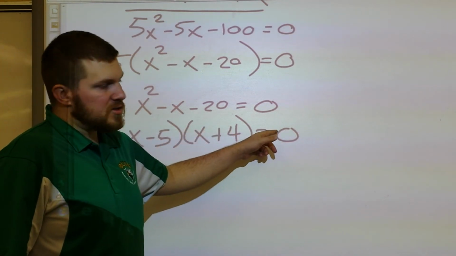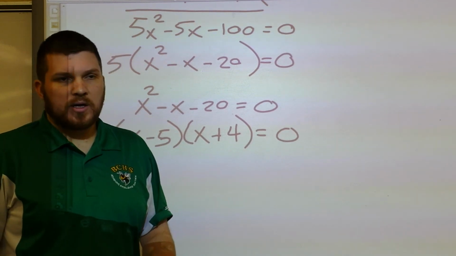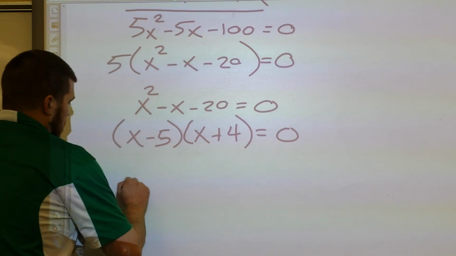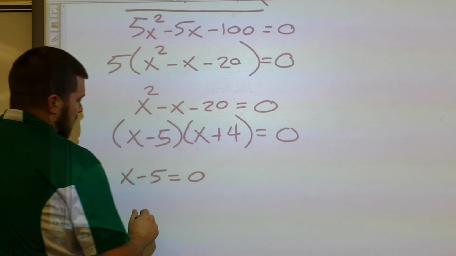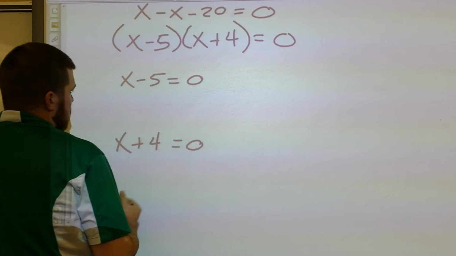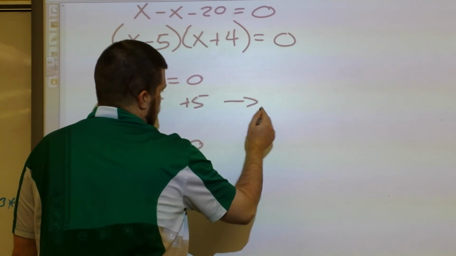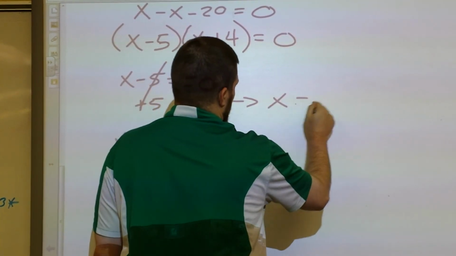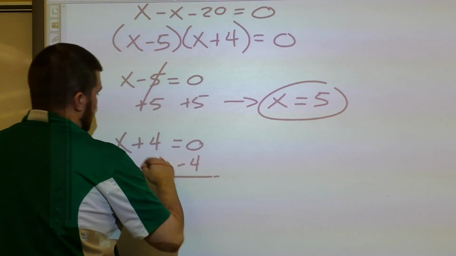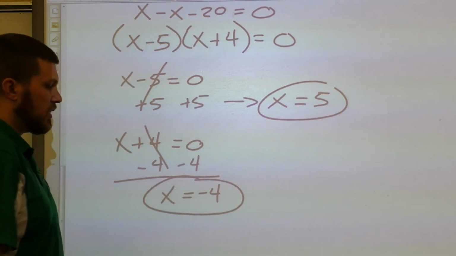Now this is still equal to 0, so don't forget that. And since I have my factors equal to 0, I can now use what's called the zero product property, which simply means I can take each factor and make a smaller equation out of them. So x minus 5 equals 0, and x plus 4 equals 0. Alright, so now what I want to do is say plus 5, plus 5. So this one tells me that x equals 5. Now, minus 4 for the second equation, minus 4. So this one tells me x equals negative 4. Okay, and that's it.